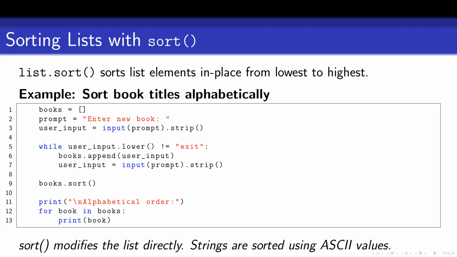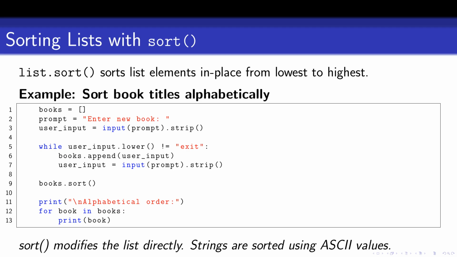This method modifies the original list and arranges its elements in ascending order by default. A practical example is sorting book titles entered by the user. The list of titles is built dynamically, and once all the input is collected, sort is called to arrange them alphabetically. This is an efficient way to organize data for display or export. It's important to note that sort changes the original list. If you need to keep the unsorted version, you'll want to use sorted instead.